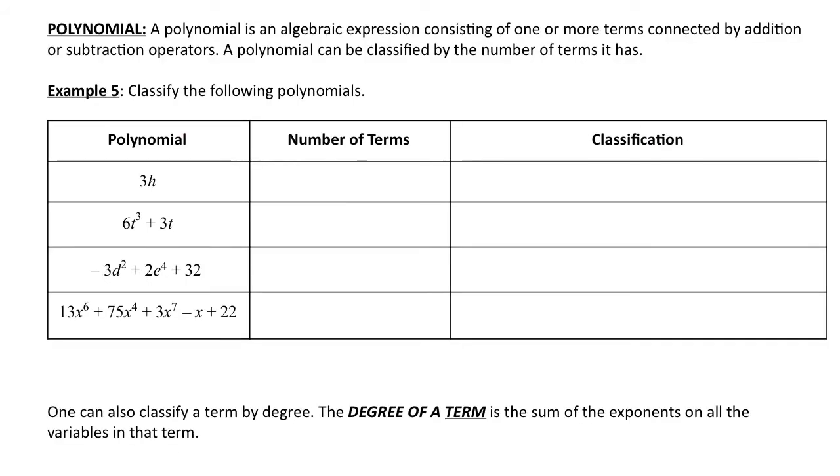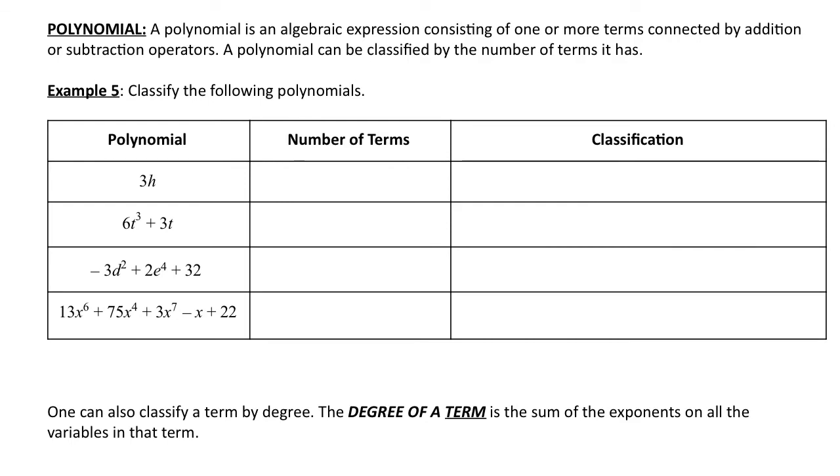So now that we know what a term is, what happens if we put a bunch of terms together? If we were to do that, we would get what's called a polynomial. A polynomial is an algebraic expression that consists of one or more terms that we put together, and they are connected by addition or subtraction operators, or addition and subtraction signs. And a polynomial can be classified by the number of terms that it has.